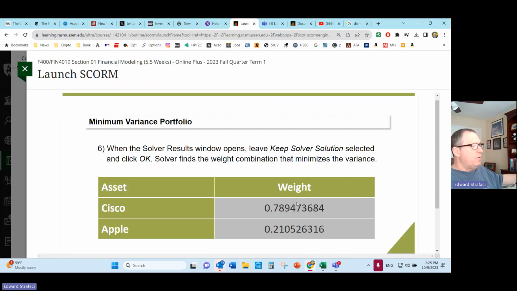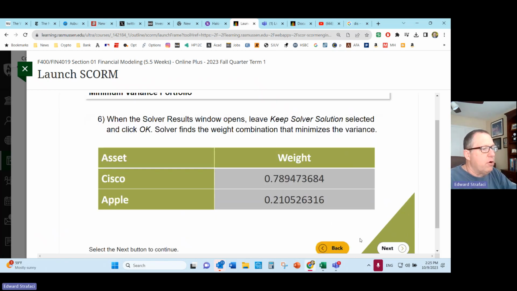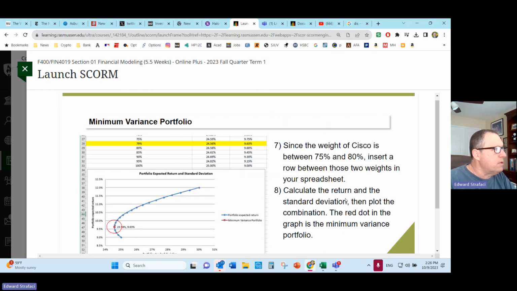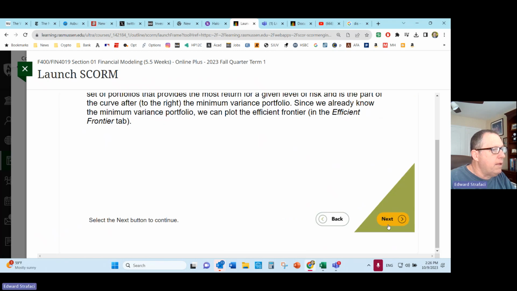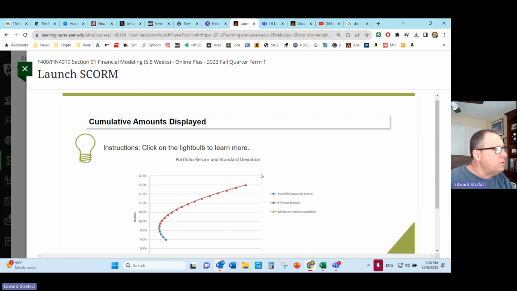Those numbers, 78.9% of Cisco and 21% of Apple, will yield the highest return for the lowest risk by using the solver function. That'll be right there, 24.58%. And you notice that that should be your lowest rate of return. And that creates the efficient frontier, which is all the returns that these two possible stocks can make. And you can put any number of stocks. It gets really heavy math. But this is all the potential rates of return.